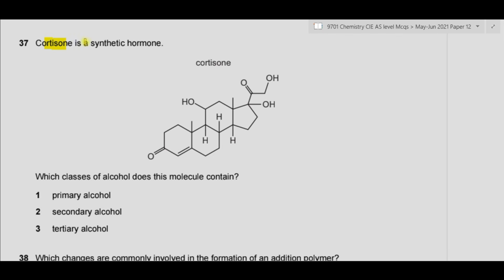Question 37. Cortisone is a synthetic hormone. This is the structure of cortisone. Which classes of alcohol does this molecule contain? We have primary, secondary and tertiary alcohol. Now you should remember that if the carbon bonded with the OH is bonded to no other carbon atom, or if it is bonded to only one other carbon atom, then it is primary alcohol. If the carbon bonded to OH is further attached directly with two other carbon atoms, then it is secondary alcohol. And if this carbon is attached with three other carbon atoms directly, it is tertiary alcohol.